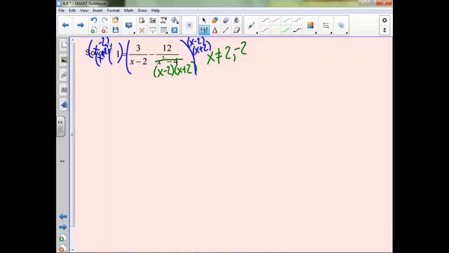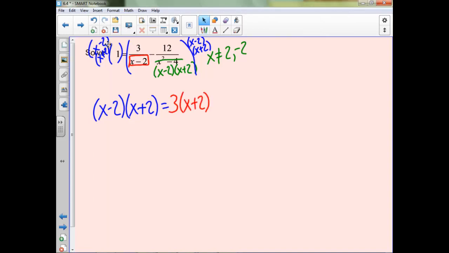Notice on the left side, since it's multiplying by 1, nothing is going to cancel. So we're left with x minus 2 times x plus 2. Notice in this middle one, this x minus 2 will cancel. So we're left with 3 times the x plus 2. And notice in this second one, both of these will cancel with both of these. So we're left with minus 12.